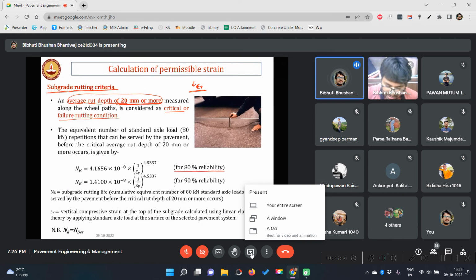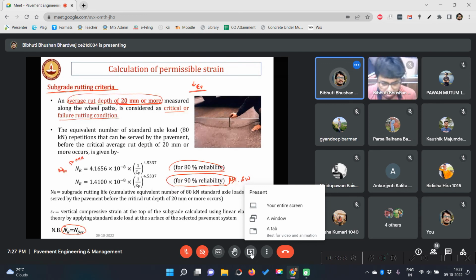Say 80% or 90% reliability. Generally, if you are designing an NH or expressway, you go for 90%, because you need more reliable data. 80% can be used for other critical routes. So this NR is basically N design only. Whatever the N design you know, suppose N design is, you know, 50 MSA.